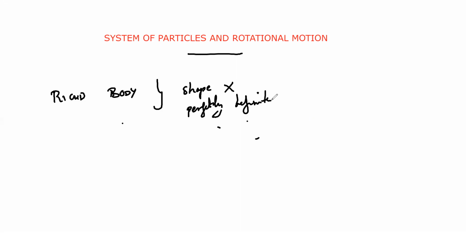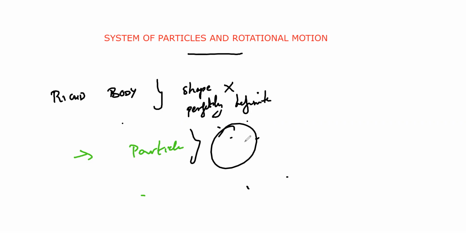And the most important thing which they can ask in the entrance is this: because this chapter name itself is system of particles and rotational motion, the distance between the particles of a rigid body does not change. In a system, suppose one particle is here, one particle is here, one particle is here. The distance from one particle to another will be the same. The distance between all those pairs of particles remains unchanged.